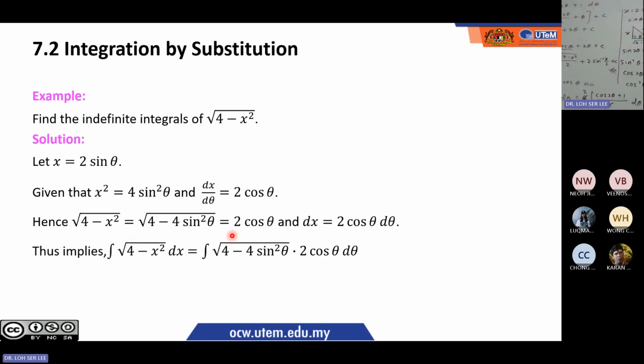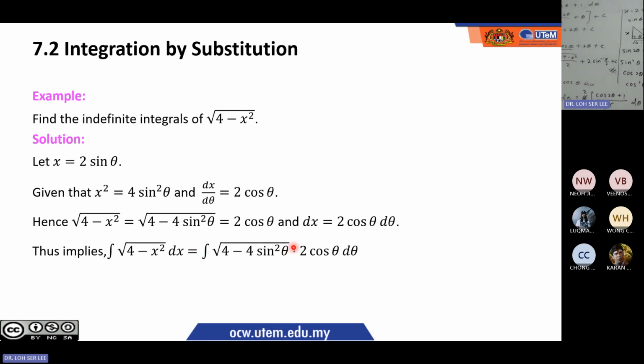Because of the square root, you have 2 cos theta. Then you have the dx. Here, this one, dx. So you differentiate this one with respect to theta, you get 2 cos theta. We want only dx, so your dx is 2 cos theta d theta. I already removed the part just now, so I can only show you this one.